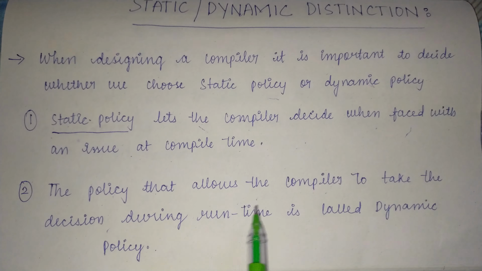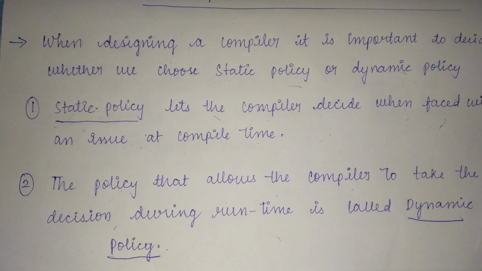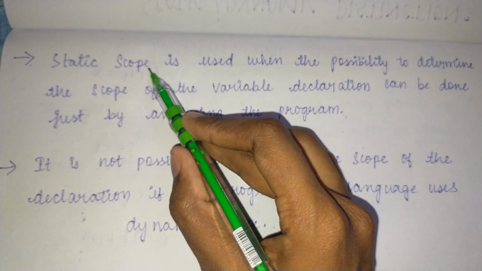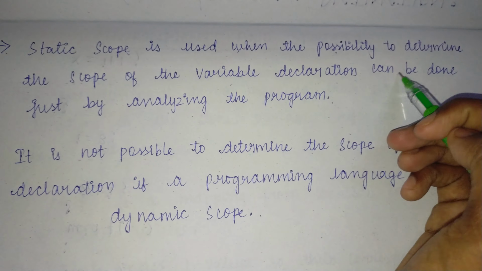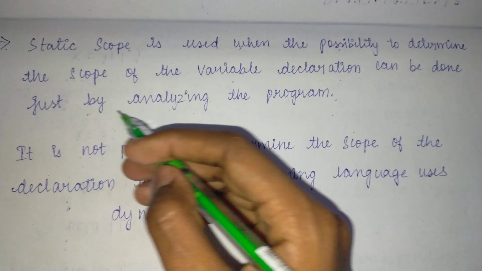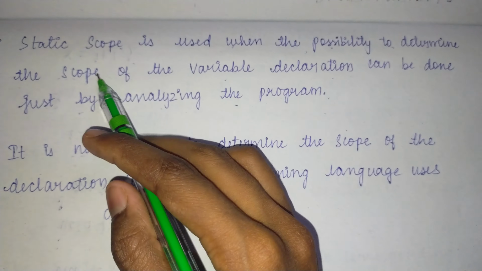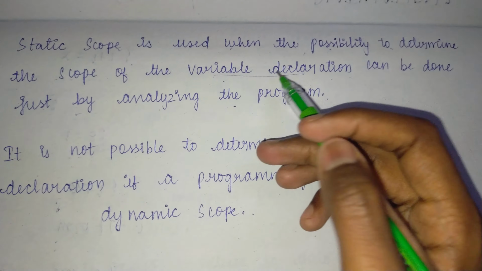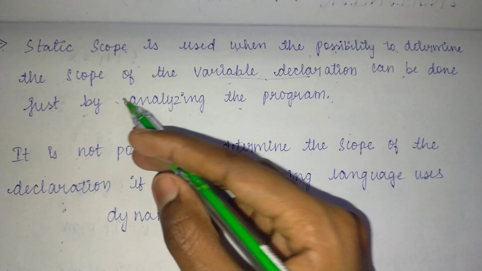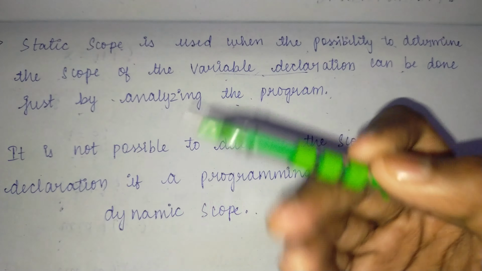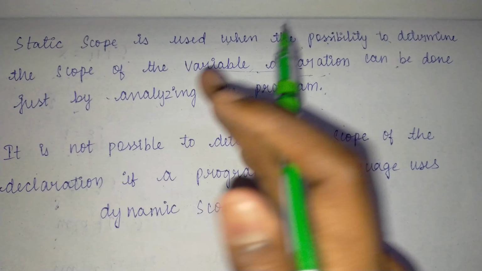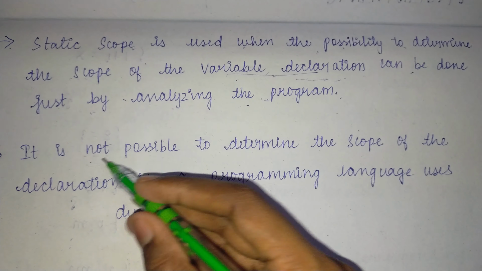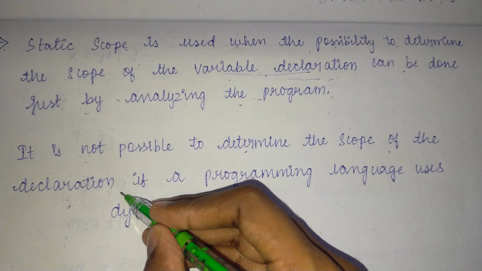This is dynamic policy and this is static policy. Now here, static scope is used when the scope of a variable declaration can be determined just by analyzing the program. So static scope is basically the possibility to determine the scope of the variable declaration just by analyzing the program. After you analyze the program, you can tell which variable a declaration refers to.